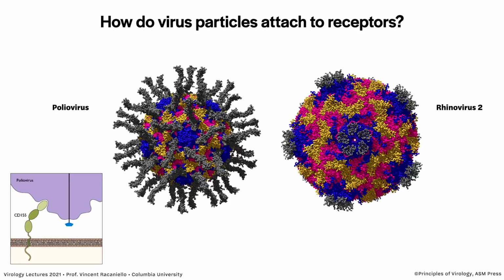So let's talk first about how virus particles attach to cell receptors. And I want to use some different examples. Here we have 2 icosahedral plus stranded RNA viruses, poliovirus and rhinovirus. These are both members of the picornavirus family, and I've worked on these in my lab my whole career. And in fact, the receptor for poliovirus, which is shown here, was discovered in my lab in the early 90s by one of my graduate students, Kathy Mendelson, who's a professor at Columbia now. And this gray protein is the receptor for poliovirus.